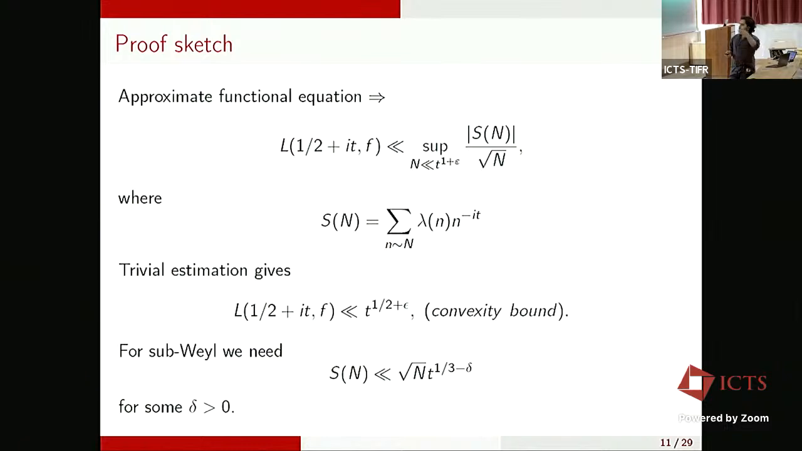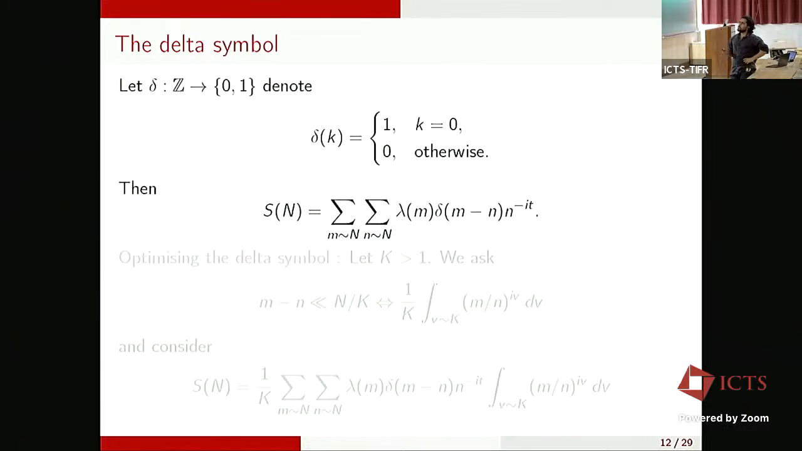Okay. So the basic tool that we will use to analyze this sum S_N is the delta symbol. This delta symbol will allow us to break our problem into smaller pieces at the cost of introducing more variables. And we usually hope to gain in overall structure of the sum, which would allow us to recover whatever we have lost plus something more. So let me define the delta symbol. This is just 1 if the entry is 0 and 0 otherwise.